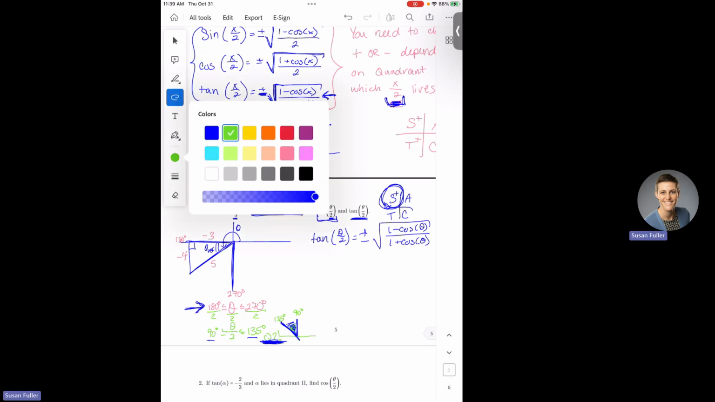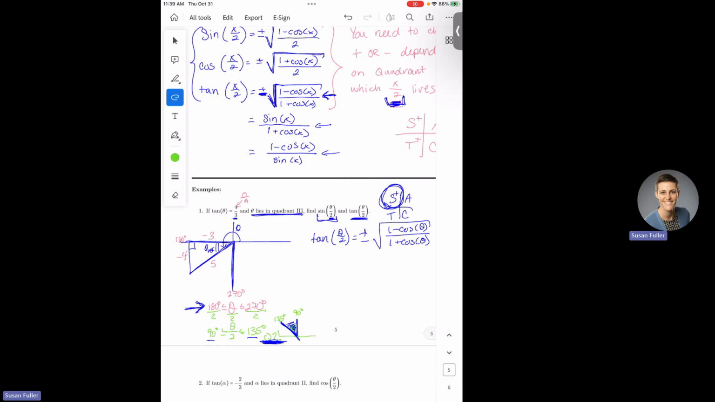And again, because theta over 2 is in quadrant 2, that means tangent's going to be negative here in quadrant 2. So I'm going to pick the negative. And then I'm going to use my triangle here to fill in the cosine of theta. So from my triangle over here, cosine is adjacent over hypotenuse, so I know my cosine is negative 3/5.